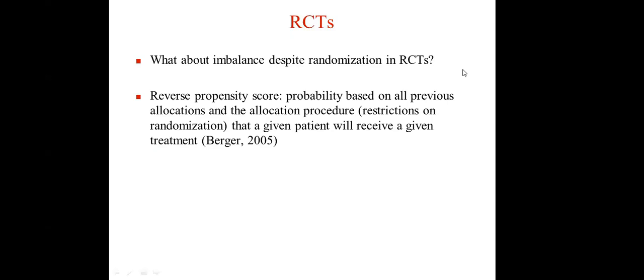Now, I found an interesting article that asked, what about imbalances that exist despite randomization in a randomized controlled trial? You could do something similar to the reverse propensity treatment score, and it was very complicated, but it looks at the probability of allocation based on allocations to that point in the study. For example, who's familiar with block randomization, where you have perhaps blocks of 4 and 6? So every 4 patients are randomized to 2 treatments. If the first person gets treatment A, the next 2 have to get treatment B to fill that block. Well, therefore, their allocation is not free.